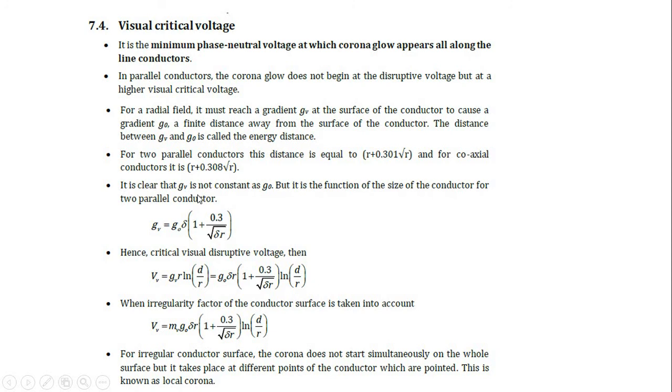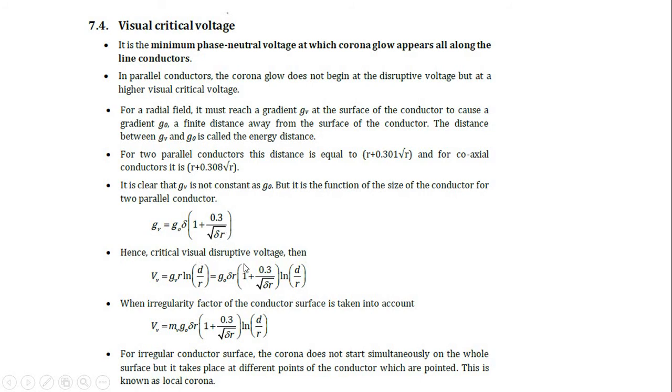It is clear that GV is not constant like G0, but it is a function of the size of the conductor for two parallel conductors. So the equation of GV is equal to G0 delta (1 plus 0.3 under root delta into R).